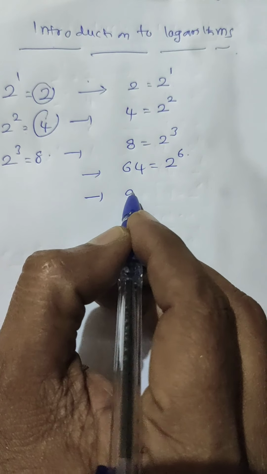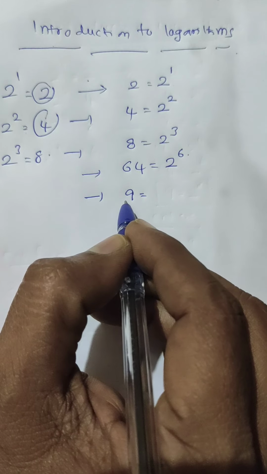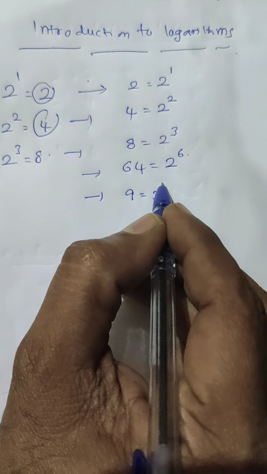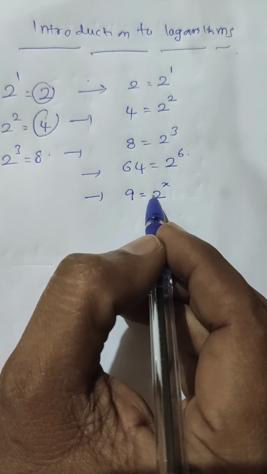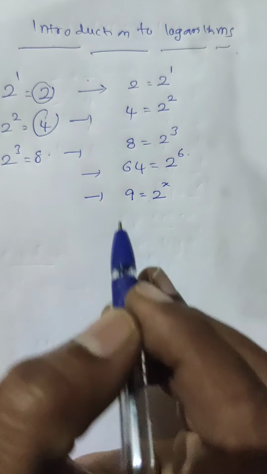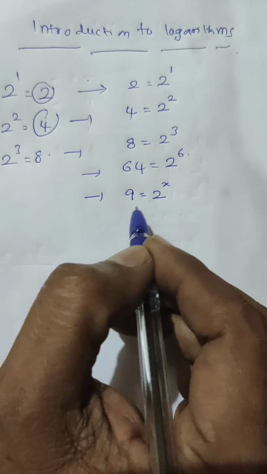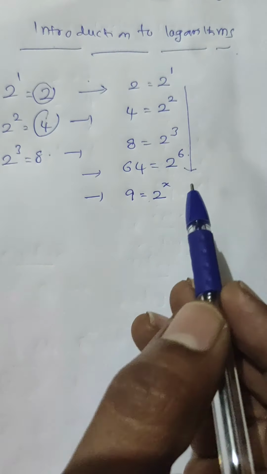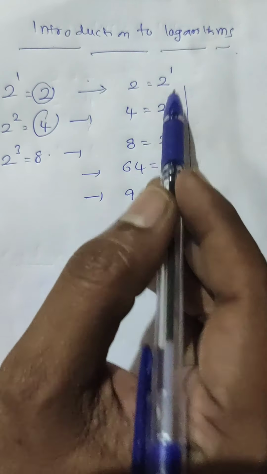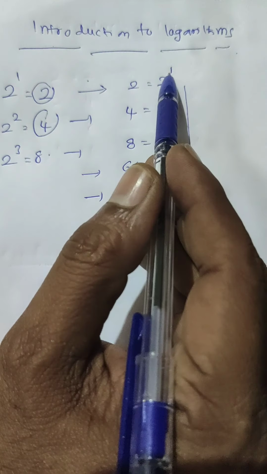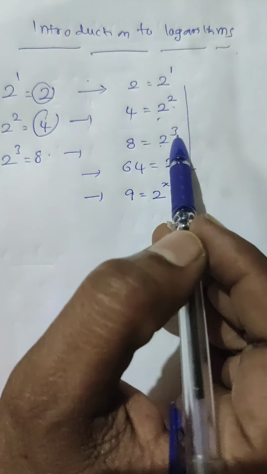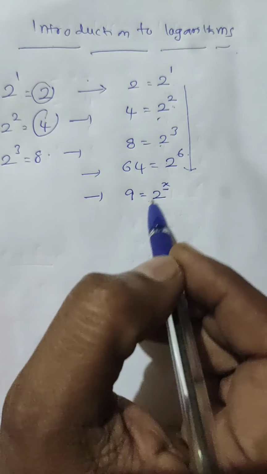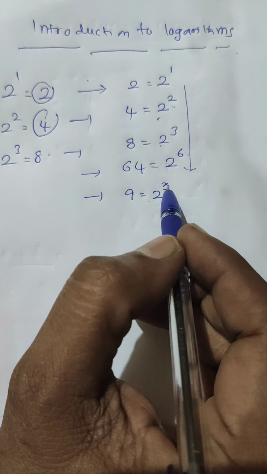If a number is given, you have to write it as 2 power something. So 2 power how much is 9? What is x? Here you observe these forms: 2 power 1, 2 power 2, 2 power 3, 2 power 6. These are exponents, and these powers are integers. But here you can't get it like that. X is not an integer.